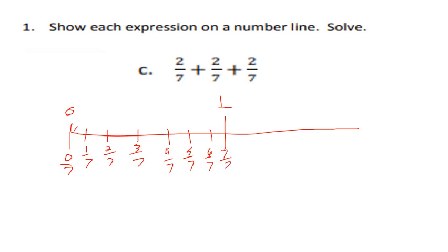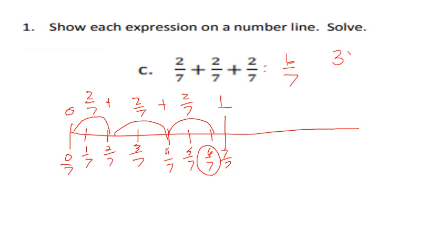Now, this goes with 2 sevenths plus 2 sevenths plus 2 sevenths. And we can see that equals 6 sevenths. Now with this one, we could go 3 times 2 sevenths, since it's repeated addition, in order to show a multiplication sentence. And if I wanted to extend this, I could also go 2 times 2 sevenths plus 2 sevenths. There are just various ways. In the class today, we're maneuvering back and forth, showing how we can make different expressions.